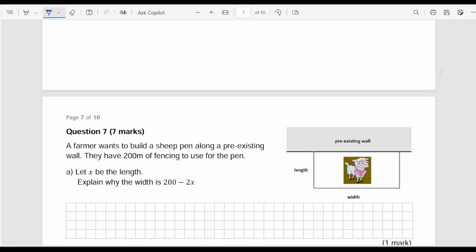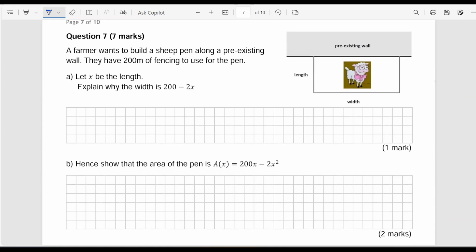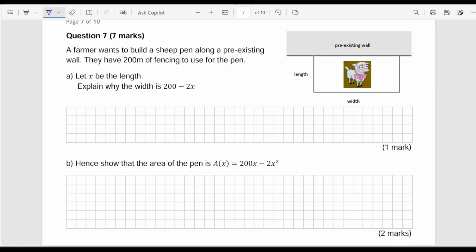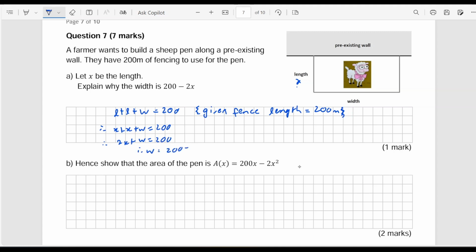Cool. All right, here we've got this sheep pen. So we're going to let x be the length. So there's x there. Explain why the width is 200 take away 2x. So length plus width is 200, and I might just say given fence length is 200 meters. Therefore x plus w is 200. Therefore 2x plus w is 200. Therefore w is 200 take away 2x.